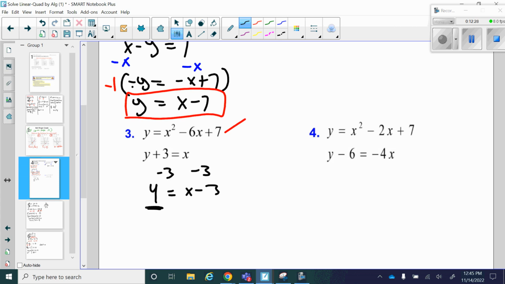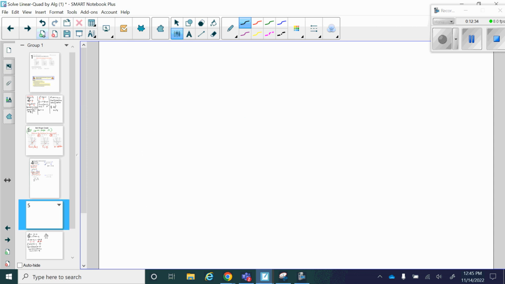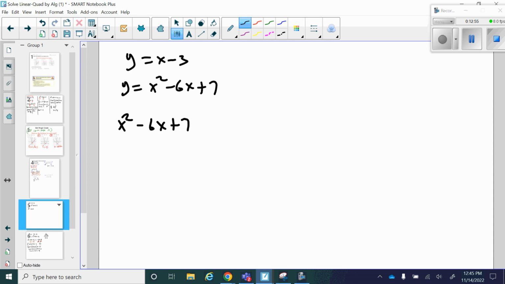All right, so let's get a new page now. So we have y equals x minus 3. That's one equation. The other one, y is equal to x squared minus 6x plus 7. At this point, now I'm going to set both equations equal to each other. So I'm going to have x squared minus 6x plus 7 is equal to x minus 3.